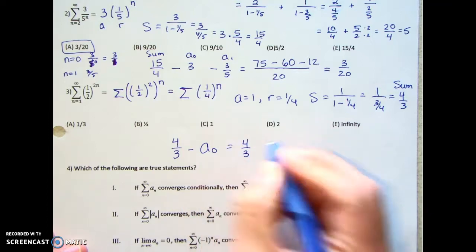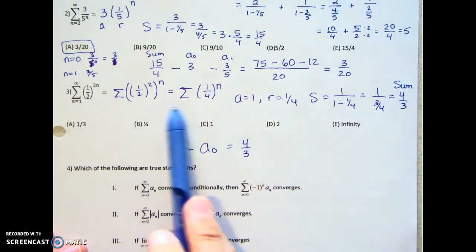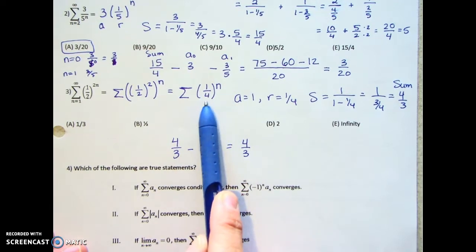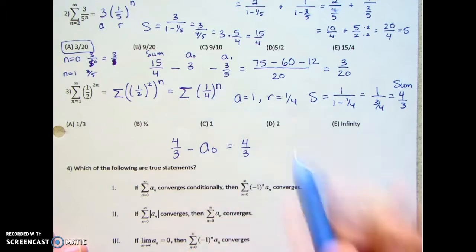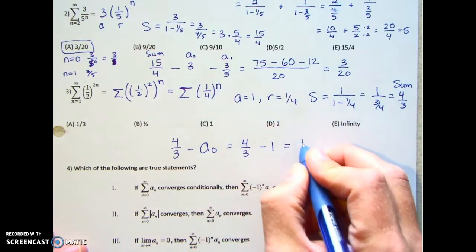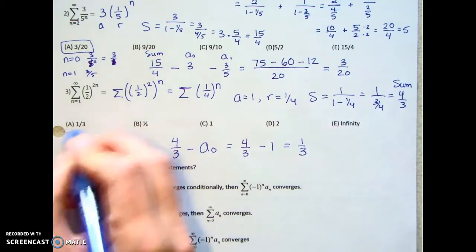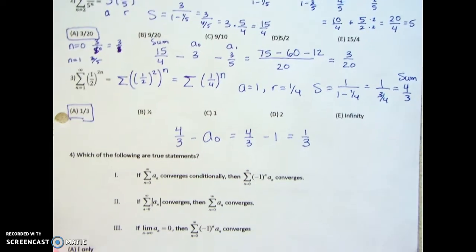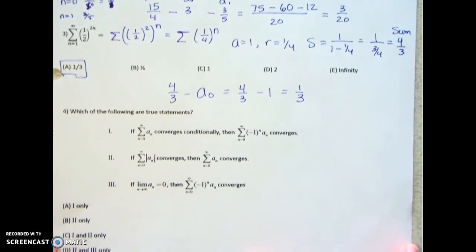What is a sub 0? If we plug in 0, we get 1/4 to the 0, which is the number 1. So a sub 0 is 1. So 4/3 minus 3/3 is 1/3. And that's the correct answer. All right, so you could see the AP level there on finding the sum.